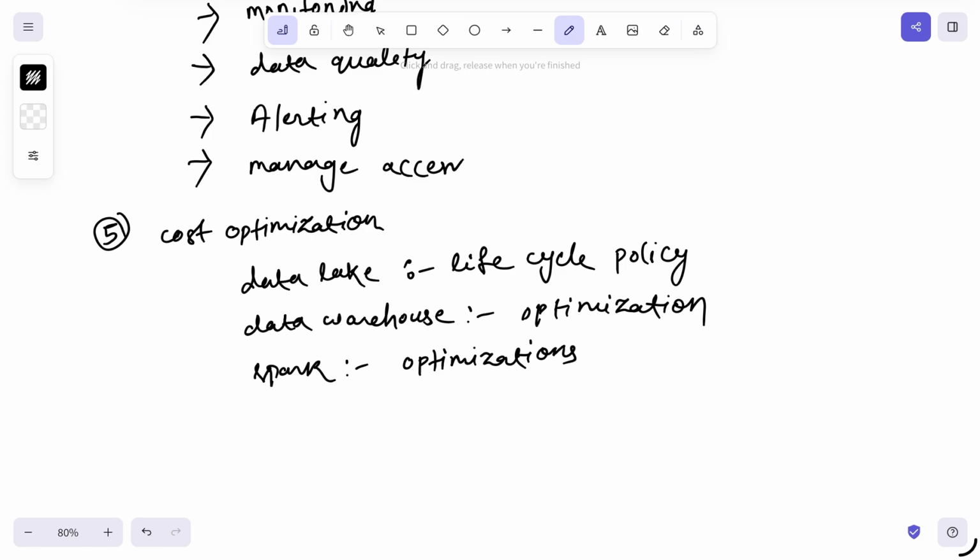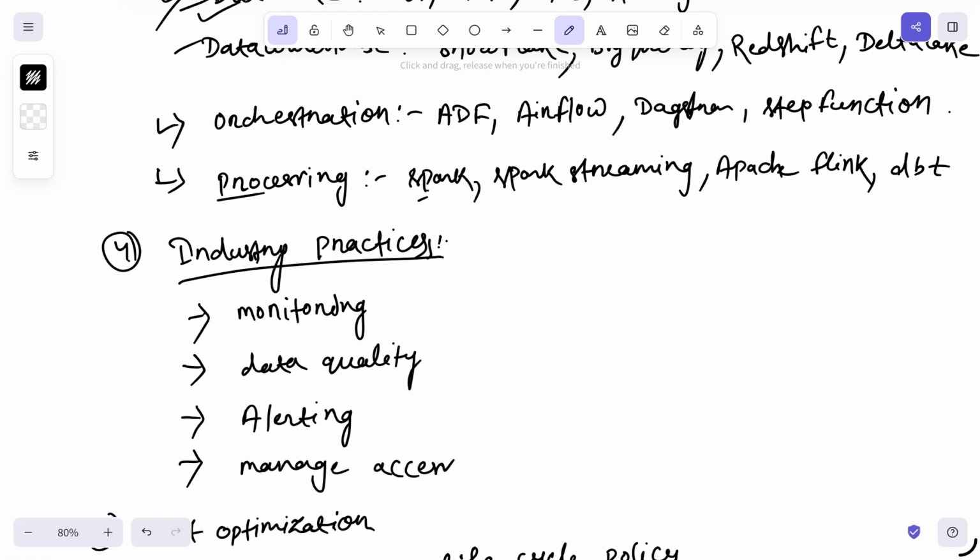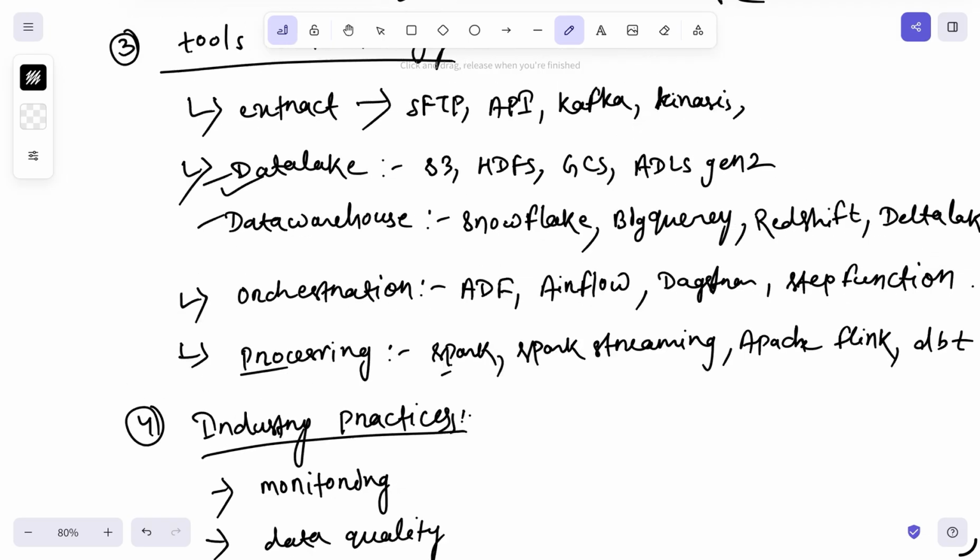Because businesses are more focused on how to reduce the cost. It is not that you created a system and that's okay. It is not always like that. You have to optimize things on a regular basis. So yes, these are the 5 steps to reach your answer in a given use case.